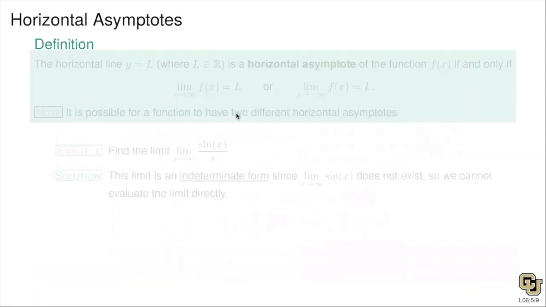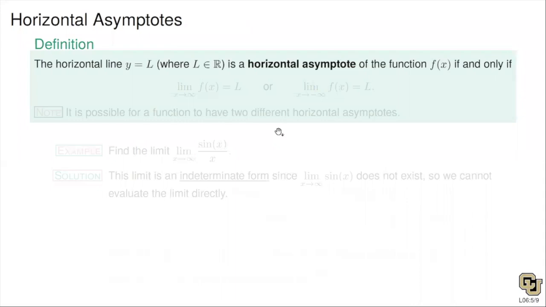Before I do an example, let me give you a definition of a horizontal asymptote, because we use these limits at infinity to find horizontal asymptotes. So the limits at infinity are very connected to the concept of a horizontal asymptote. We say the horizontal line y equals L, where L is a real number. Remember, this notation means L is a real number. So the horizontal line y equals L is said to be a horizontal asymptote of the function f of x if and only if either the limit as x goes to infinity is some finite number L, or the limit as x goes to negative infinity is some finite number L.